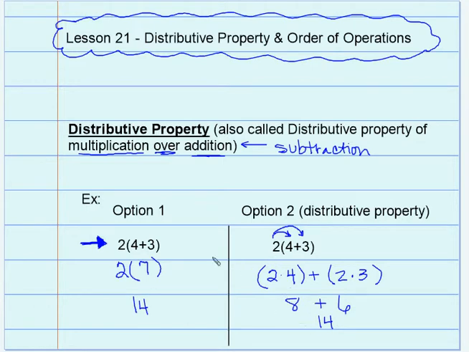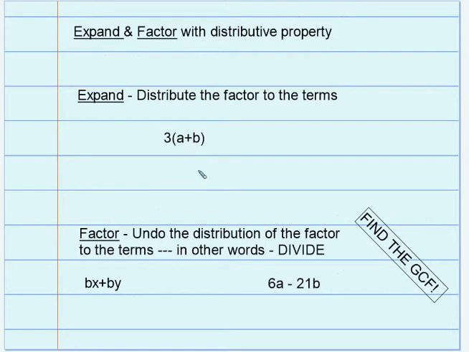Now you might say, well, that's fine. Why wouldn't I just do option 1? Well, not always are you going to have numbers inside the parentheses. You're going to get things that look like this: a plus b. You cannot add a and b together until you know what those values are. So when we have variables inside the parentheses or outside the parentheses, distributive property works really well for us.